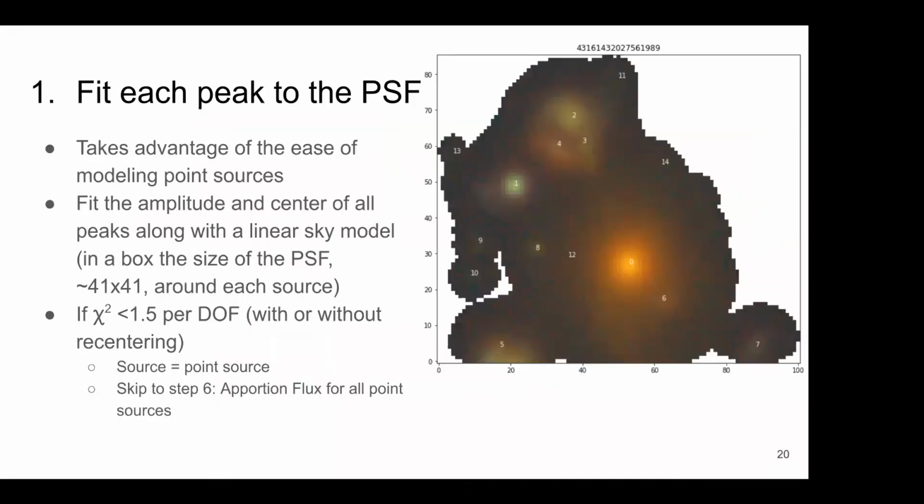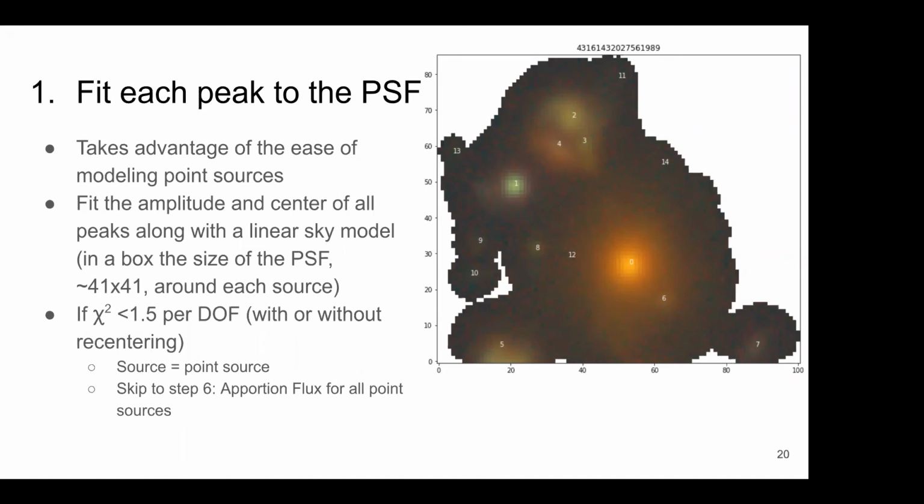So the way that the current algorithm works is the first thing it does is fit each peak to the PSF. And this takes advantage of the ease with which we can model point sources. Essentially it takes a box the size of the PSF, which in the HSC is about 41 by 41 pixels, and it fits the amplitude in the center of that object and any other neighbors that may have some flux in that same box.